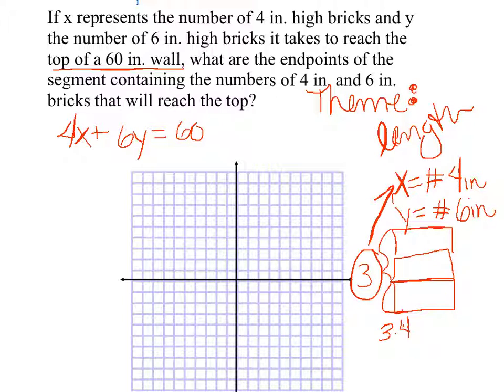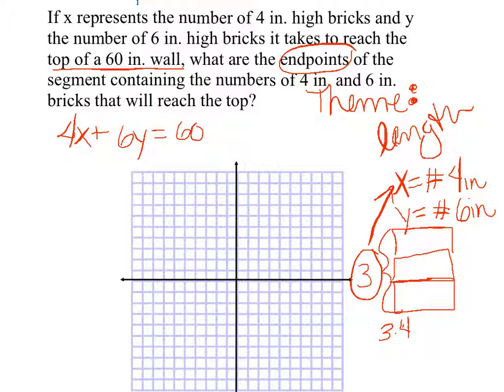Now we have to figure out how many of each brick do you need for that. It talked about the endpoints. The endpoints are going to be on our x and y axes. The reason is, if I were to draw a line here, anything over here means that x is negative, which means we have a negative number of 4-inch bricks. And anything over here means that y is negative, which means we have a negative number of 6-inch bricks, which doesn't make sense physically. So what we're going to do is our graph is going to look something like this, where it starts at the axis and stops at the next axis.